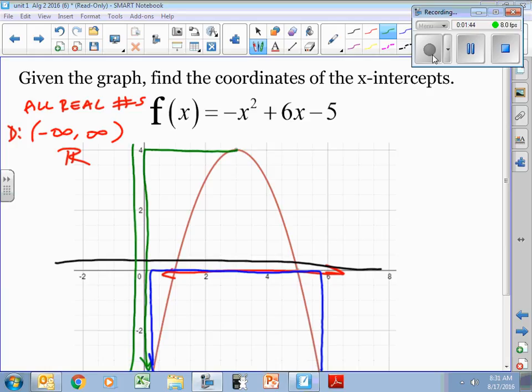Hey, range, what you got? 4 and infinity. 4 is closed. Now here's some good news. The good news is those are the two right numbers. The question is, why are they not in the right order? Why is that order not the one we should use?